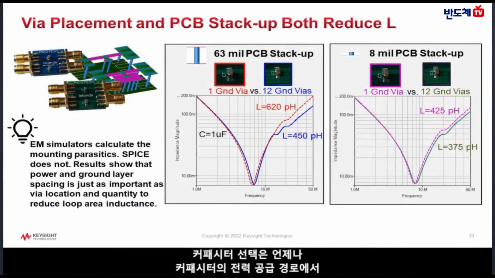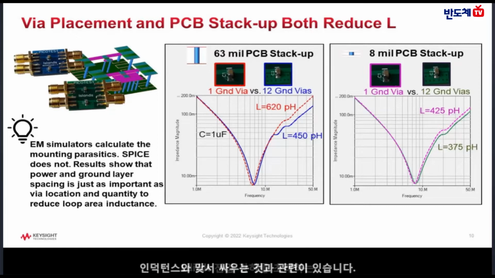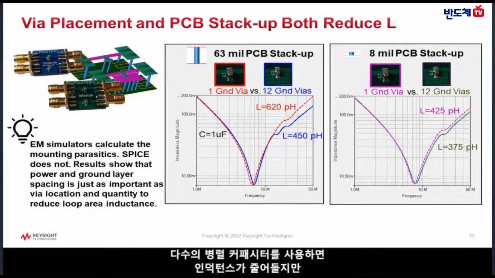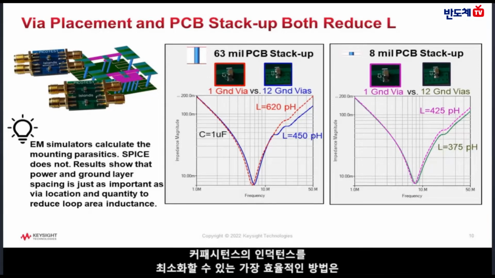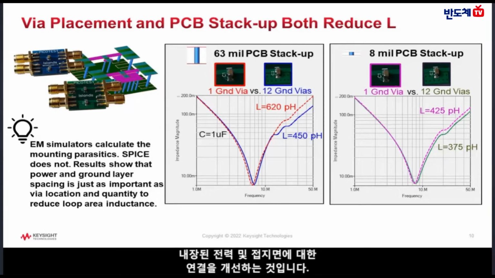Capacitor selection is always about fighting the inductance in the capacitor's power delivery path that will result in an L di/dt voltage drop. Using multiple parallel capacitors will reduce the inductance, but the most efficient way to minimize the inductance of the capacitors is to improve the connections to the buried power and ground planes.